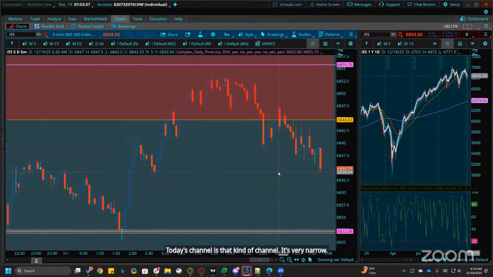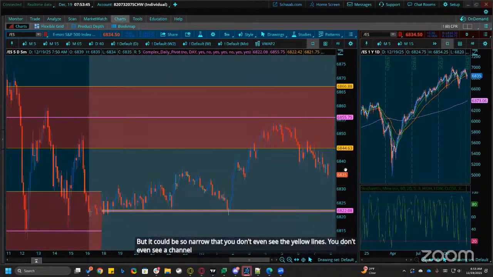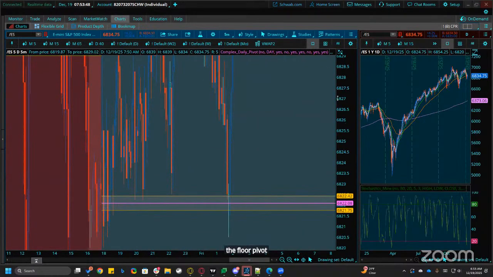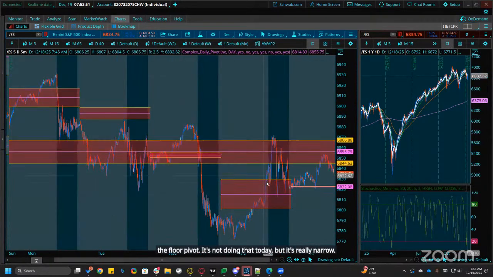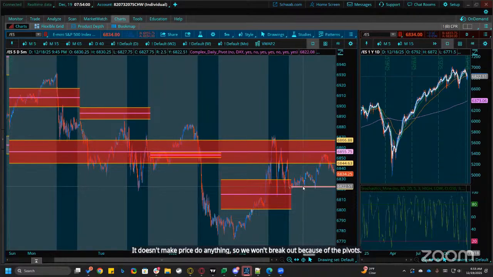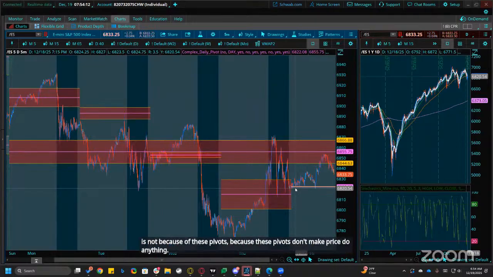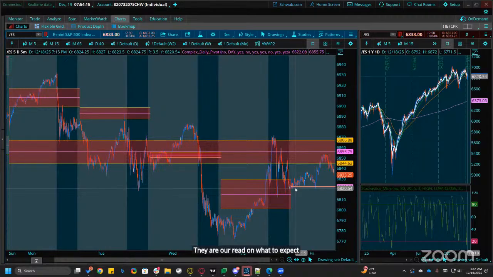It's very narrow. Now we can still see a channel if we zoom in, but it could be so narrow that you don't even see the yellow lines. You don't even see a channel because they'll hide behind the floor pivot. It's not doing that today, but it's really narrow. Keep in mind that this channel and this floor pivot, it doesn't make price do anything. So we won't break out because of the pivots. We won't not break out because of the pivots. Whatever we do today in price is not because of these pivots, because these pivots don't make price do anything. They are our read on what to expect out of price today. They are not influencing price.